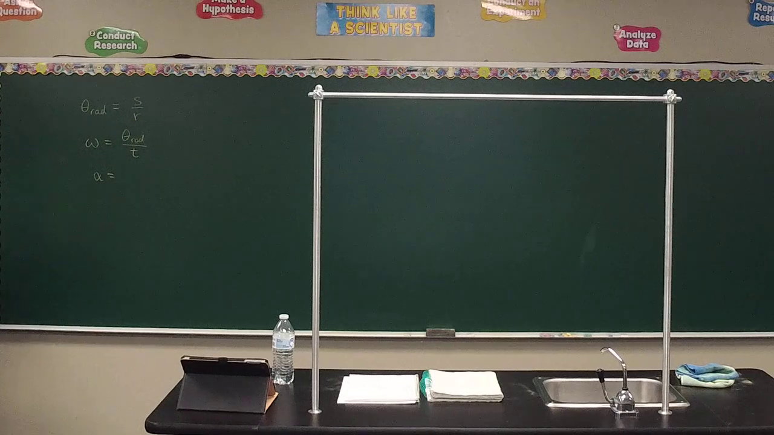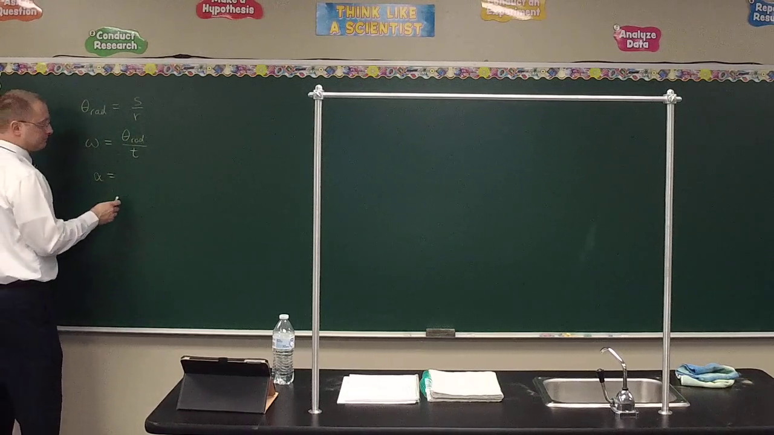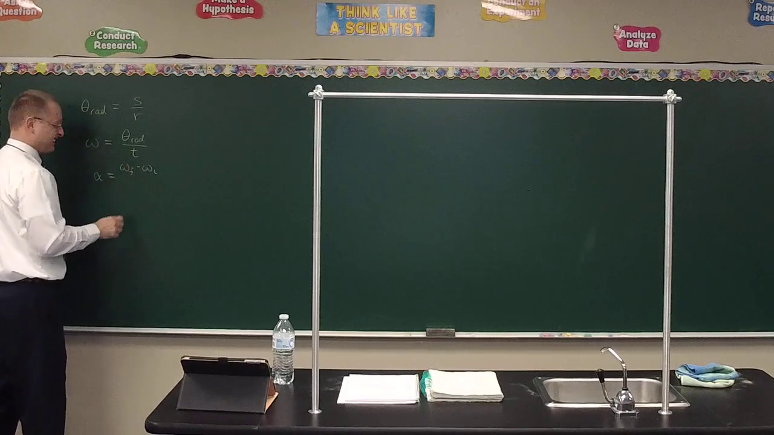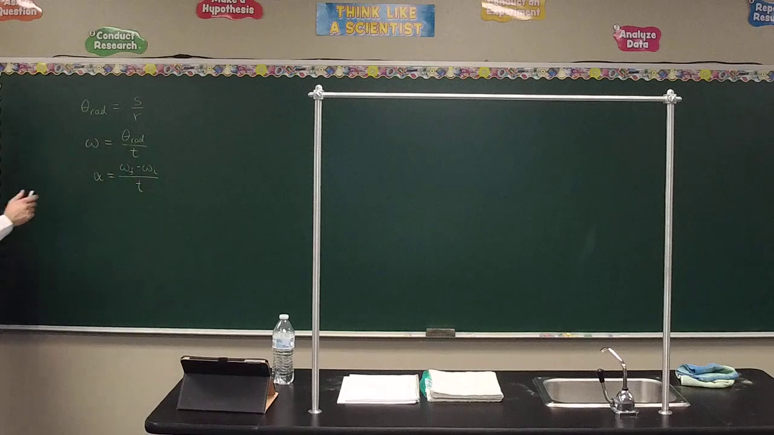But we said if we wanted to find the angular acceleration, we would use what formula? Well, it's omega over t. Omega sub f minus omega sub i over t. The change in the angular velocity, final minus initial, over time. And so here's our radians per second per another second, or radians per second squared, our unit for angular acceleration.